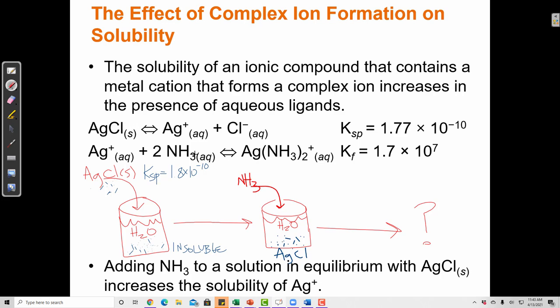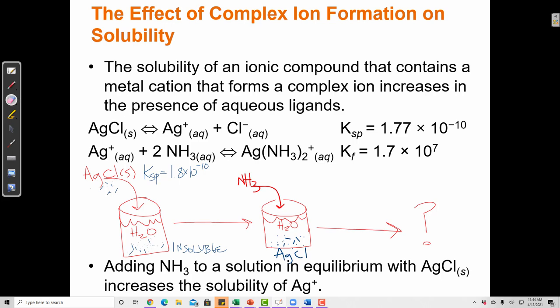And then it will complex with the NH3, and then this will move forward to replace what was used up, and so on and so on. So you can see that if I add NH3 to this solution, it's going to cause the silver chloride to dissolve because Le Chatelier's principle is going to continuously move this reaction forward to replace all of the silver that keeps getting taken away.